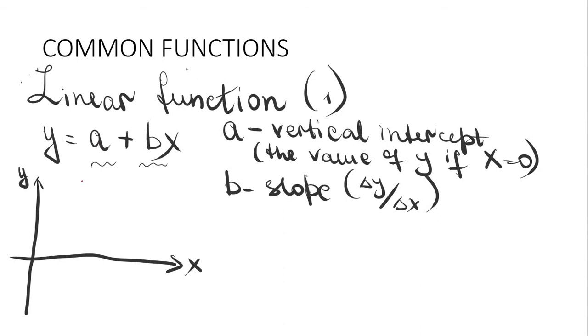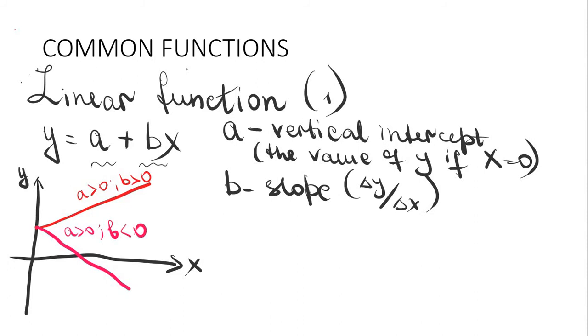So if a is positive, then the value of intercept is positive, and if b is positive, then the function is an increasing function with positive intercept. So for this function, a is bigger than 0 and b is bigger than 0. If a is positive but b is negative, then the function has a positive intercept, but the function is a decreasing function. So for this function, a is positive and b is negative.